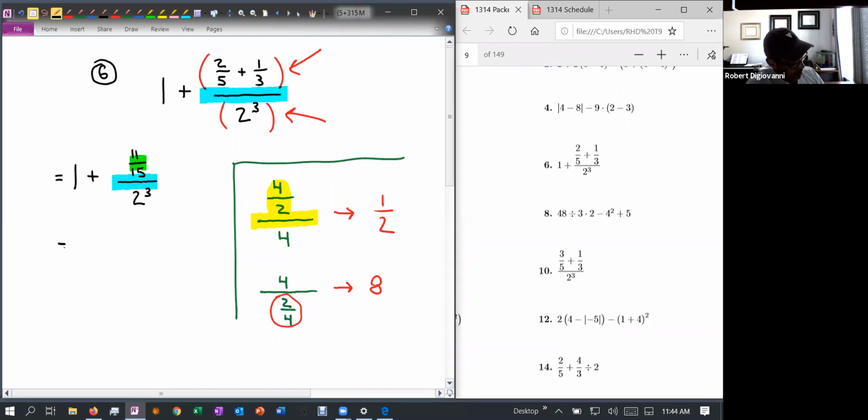So here's what I'm going to do. I'm going to do 1 plus, I'm going to leave the 11/15 alone. Here's my big bar, I'm going to exaggerate it now. And then on the bottom, I'm going to just do 2 cubed. So 2 cubed means 2 times 2 times 2, right? Which is 8, not 2 plus 2 plus 2, 2 times 2 times 2, which is 8.